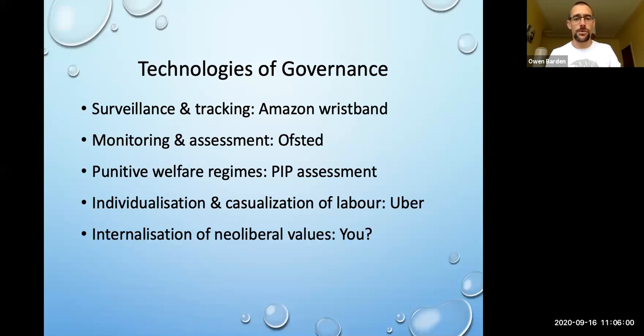So we see increased surveillance and tracking. For instance, workers in the Amazon warehouse have to wear a wristband that monitors their every movement, a bit like a Fitbit type thing. But they've got managers monitoring how much they move, how much they work, when they take toilet breaks, and they face sanctions if they're deemed to be not working hard enough or going to the toilet too often or whatever it is.